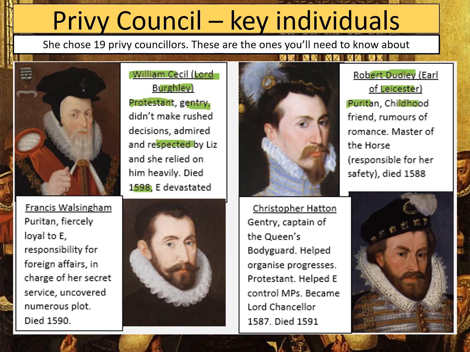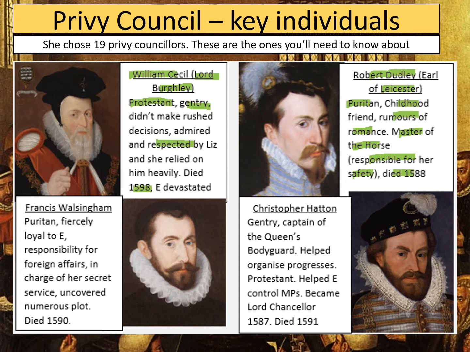There had been lots of rumours of romance between Elizabeth and Dudley over the years, especially in 1560, after Dudley's wife mysteriously died after falling down the stairs. Some people suggest that Elizabeth had a role in this, although there's no proof. As a result, Elizabeth could never marry him because the scandal would be too much and could cost her her rule. Instead, she decided to make him master of the horse, which meant that he was responsible for her safety and was very close to her. She was devastated when he died in 1588.